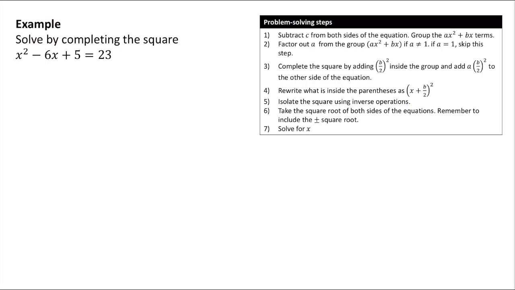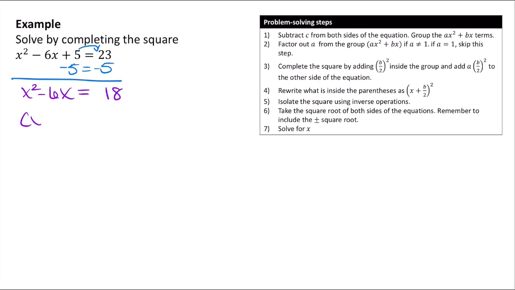Now let's try this example. So this is not already in standard form because it's not set equal to 0. So what I'm going to do is I'm just going to move all my constants so that they're together. So I'm going to subtract 5 from both sides. And when I do that, I get x squared minus 6x equals 23 minus 5, which is 18.